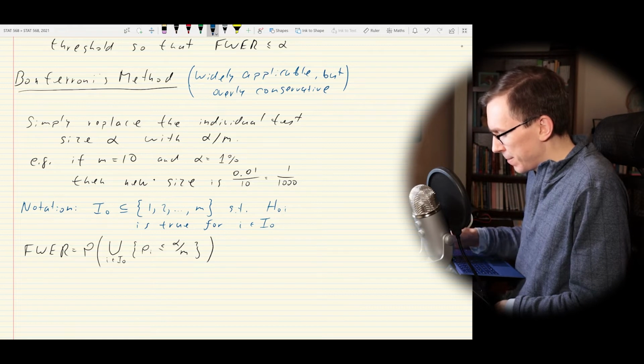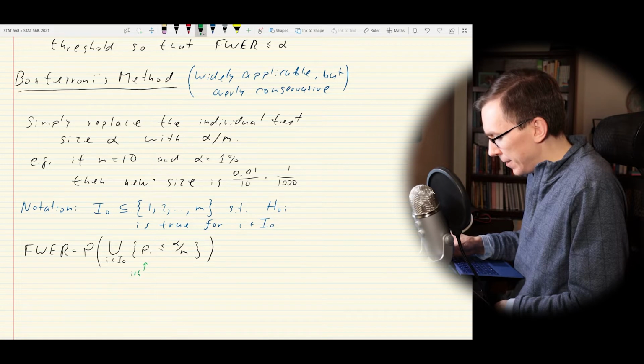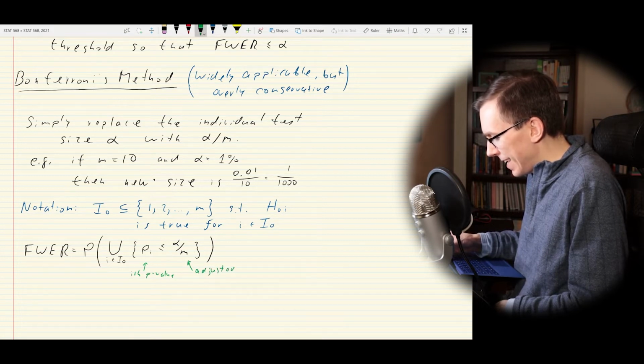All right, so just to be clear, we have the ith p-value, and this is the adjusted test size.